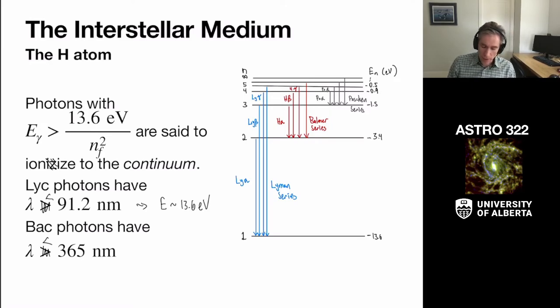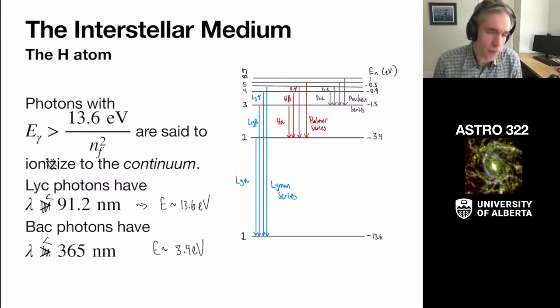And then the Balmer continuum photons are those with wavelengths that are shorter than 365 nanometers. That turns out to be the energy that you see right up here, the minus 3.4 electron volts, so that's where that wavelength comes from. So if we say this is a Lyman continuum photon, that's our cool astro way of saying it just has an energy greater than the binding energy of a hydrogen atom.